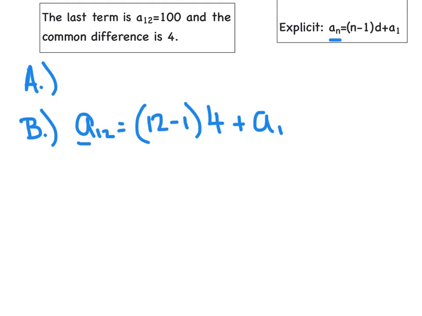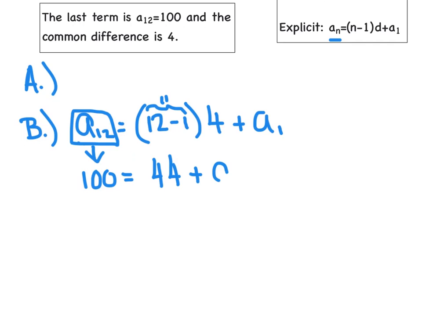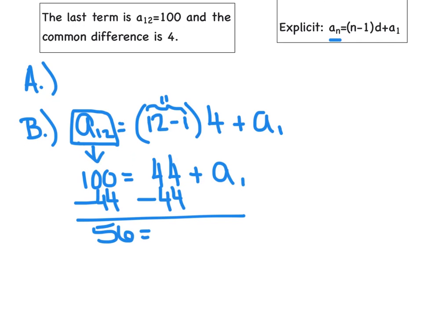Now, this a sub 12, who is this rascal? They said it's 100. Okay? And I know that 12 minus 1 is 11, and 11 times 4 is 44. And then I just simply subtract 44 from both sides, and that's going to tell me that 56 is the mysterious unknown first term. So let me back up really quick.